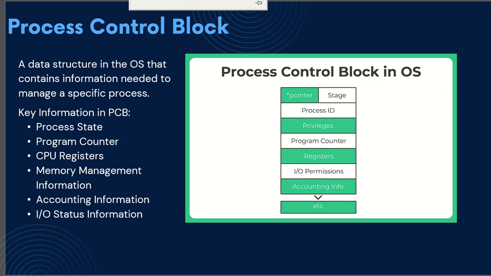Process control block. The process control block, or PCB, is a data structure that holds detailed information about a process. This includes the process state, program counter, CPU registers, memory management info, and input-output status. The PCB is essential for the OS to manage processes effectively.